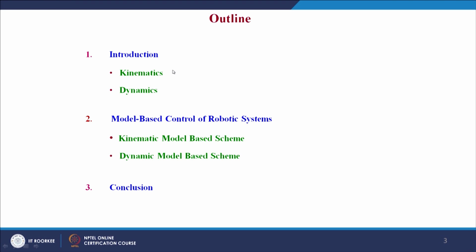Okay, good morning. Today we are going to see about model based control of robot manipulators in this lecture. The outline of this lecture will be as follows. First we have the introduction, where we will be discussing quickly about kinematics and dynamics: kinematics definition, dynamics definition, what is forward and inverse kinematics, and what is forward dynamics and inverse dynamics. And then we come into the major portion, which is the model based control of robotic systems. Model based implies both kinematic model based scheme and dynamic model based control scheme. And finally, we conclude.